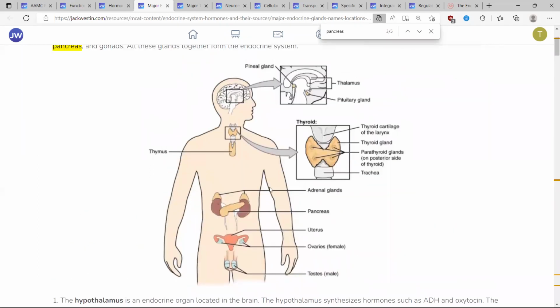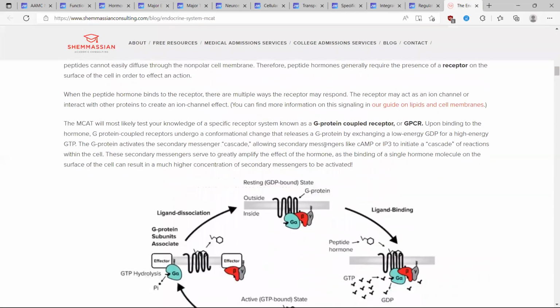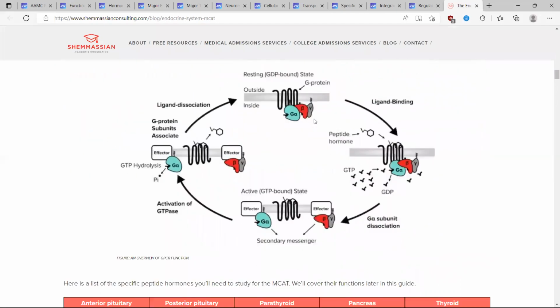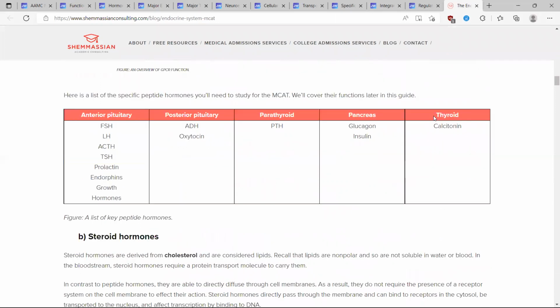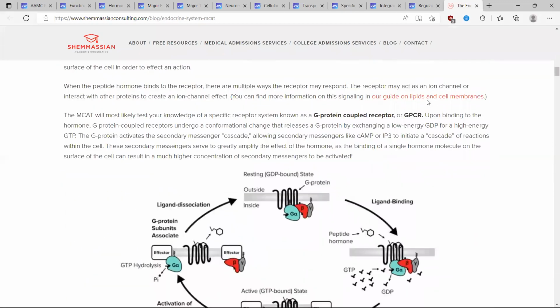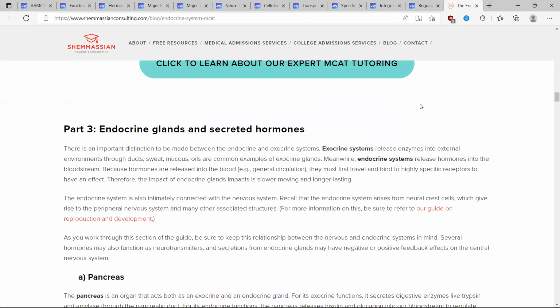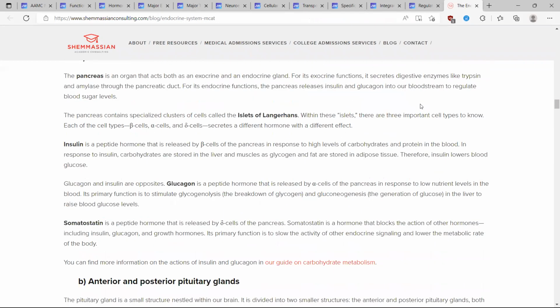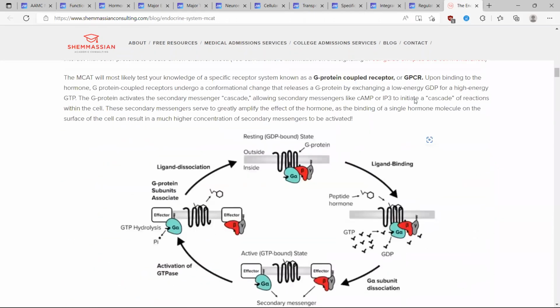So just to help you position yourself, these are the different glands that we're going to be talking about. This will help us understand what's going on here. There are a couple of different types. Okay, let's talk about the types of hormones just briefly.